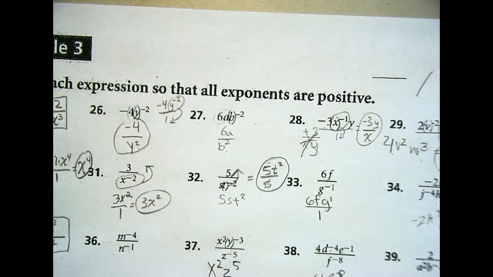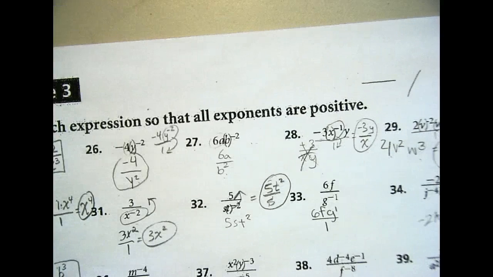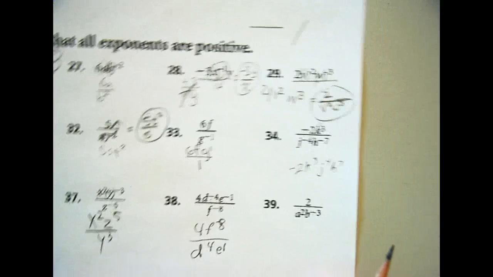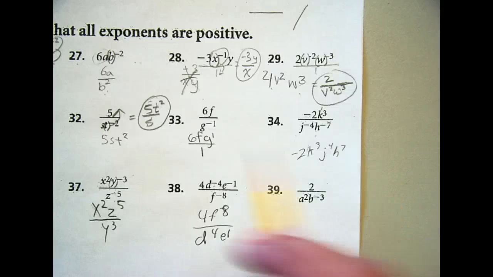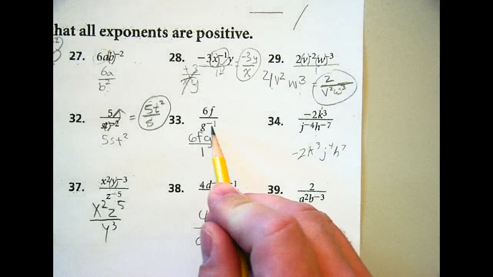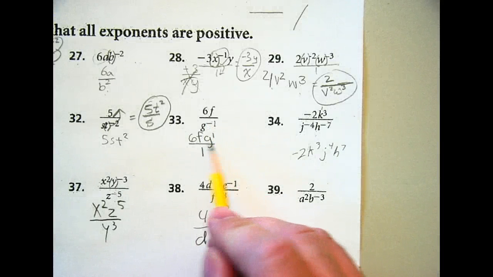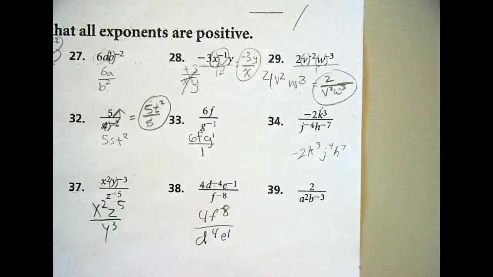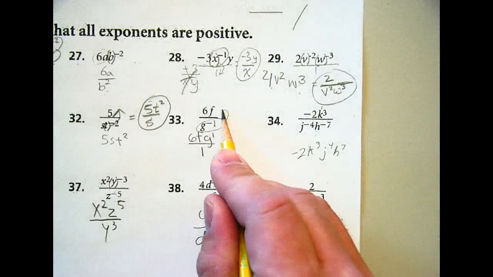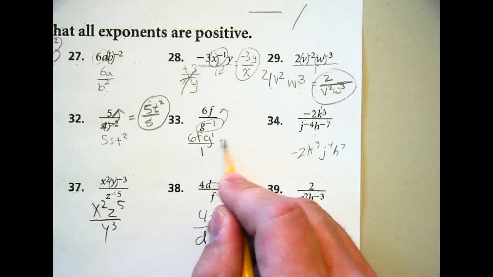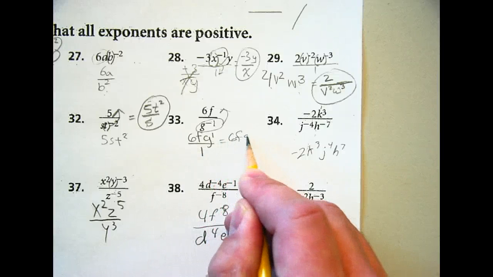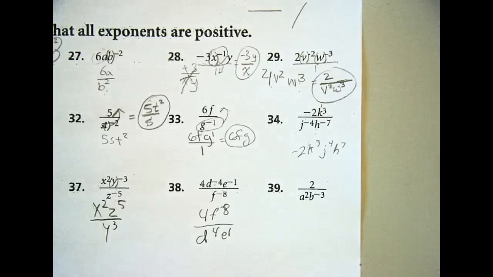All right, we're waiting for our other group. Hey, how many got 33? 6F, G to the first. G to the first moves up, right? So we get 6FG, and leave it just like that.